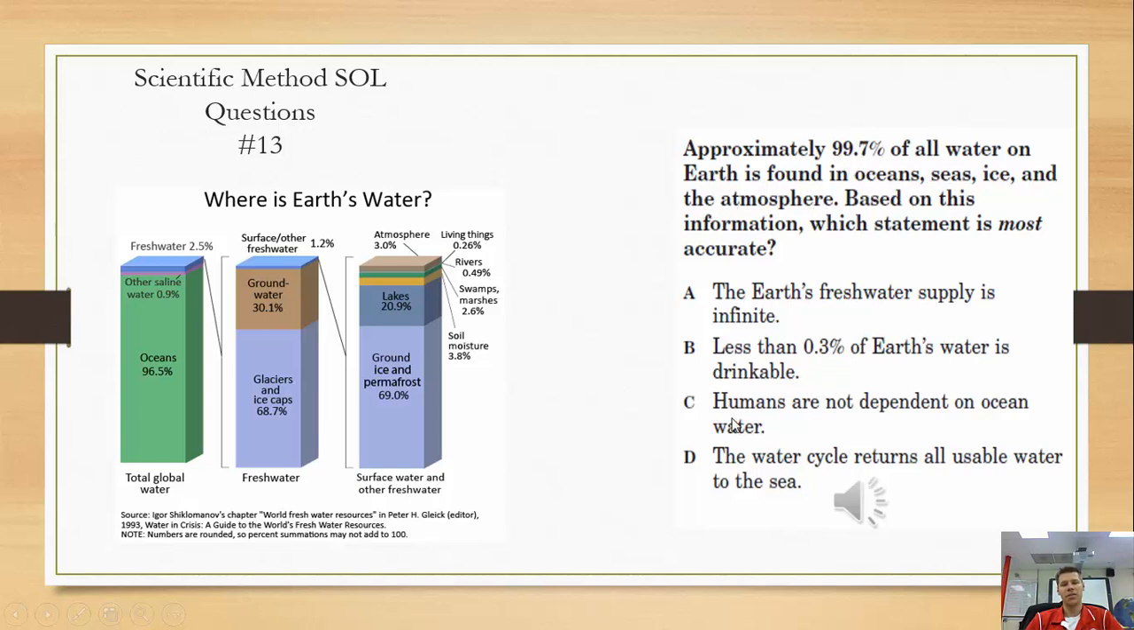Let's look at the other ones. Humans are not dependent on ocean water. We are dependent on the oceans, just not to drink the ocean water. So be careful of that one. The water cycle returns all usable water to the sea. That's not what the water cycle means. So our best answer here is less than 0.3% of the Earth's water is drinkable. B.